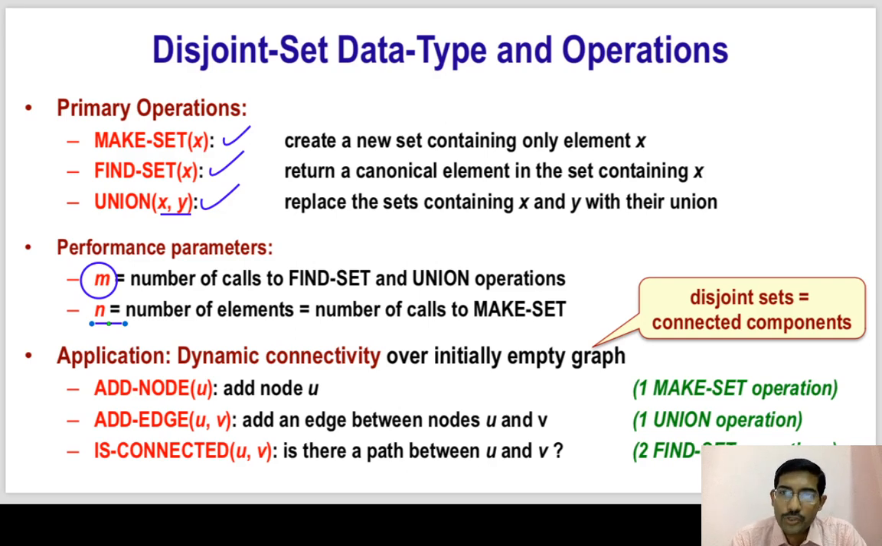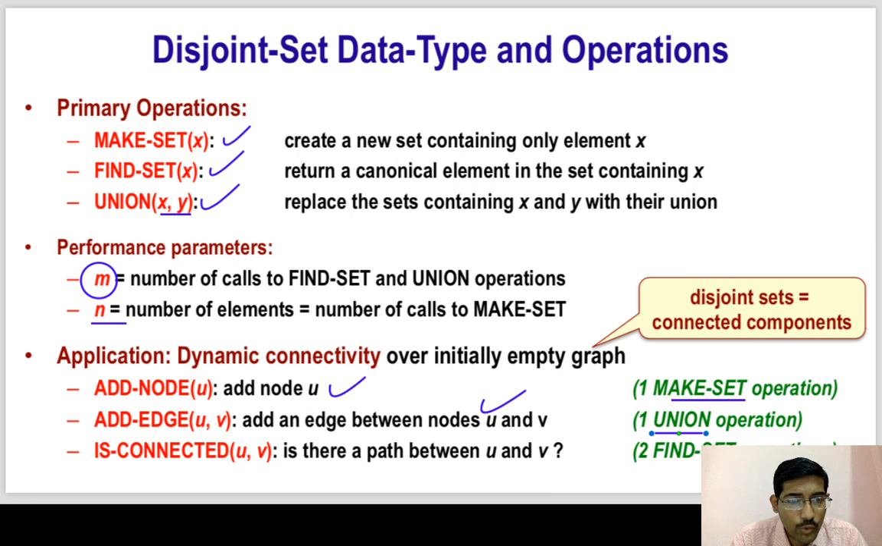One of the applications we have seen is finding the minimum spanning tree, where we use a disjoint set. Wherever there is connectivity related to two disjoint parts of a graph, disjoint set is one of the choices. For example, for dynamic connectivity of graphs, when you add a node u, you make a make set operation. When you add an edge, that means you are joining two different sets, so you make a union operation.